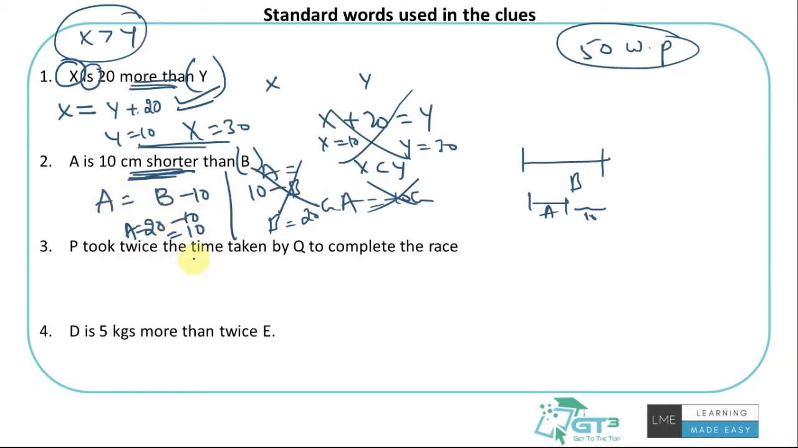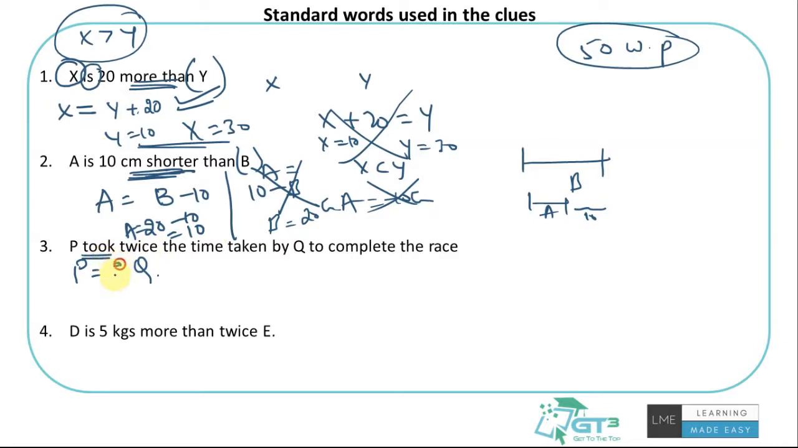P took twice the time taken by Q to complete the race. If I assume the time taken by P to complete the race is P and the time taken by Q is Q. So as I said, is, are, was, or another thing. Took is like a verb. So took twice the time, that's basically equal to twice the time taken by Q.